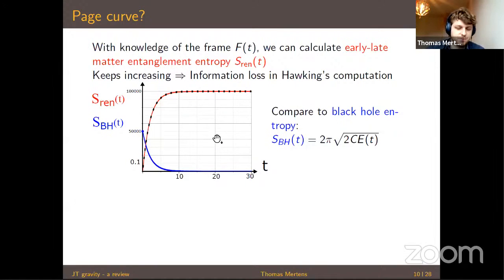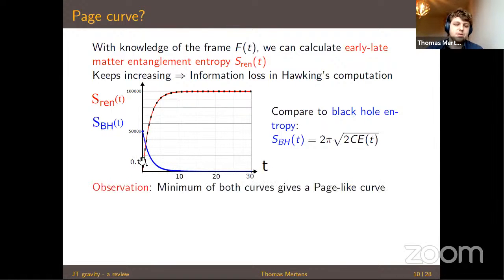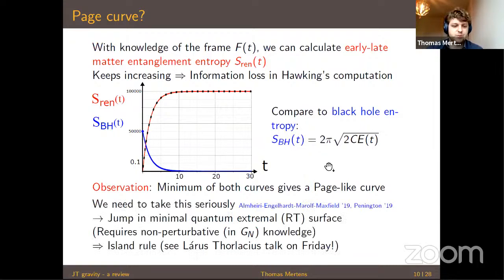from Hawking's papers. Now, it is interesting to compare this to the black hole entropy, which is basically just the Bekenstein-Hawking entropy as a function of time. So this would shrink because the black hole is shrinking. So this would be the blue curve in this specific model. And then, an observation you can make here, which of course you can do in any dimensions, is that if you follow the minimum of these two curves, you get a Page-like curve. So you get some sort of entropy that goes up and then goes down again, which is what you would expect for a Page curve.